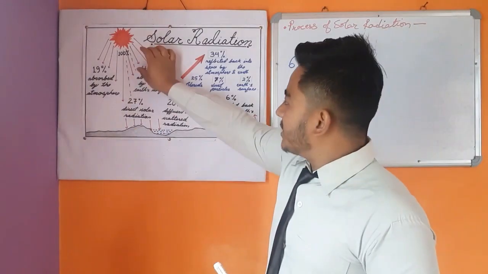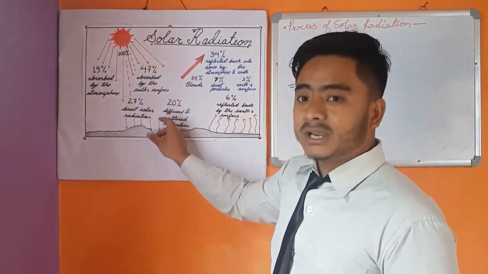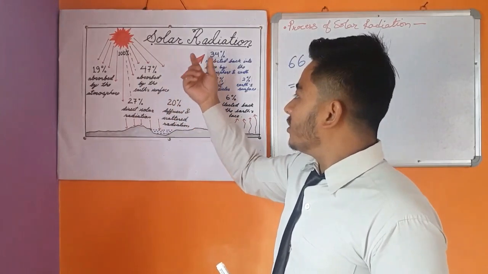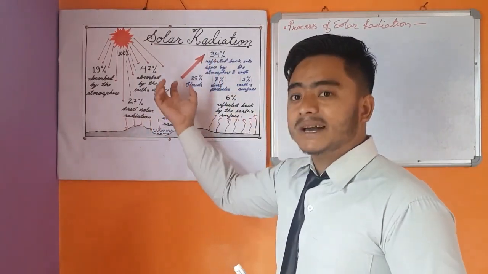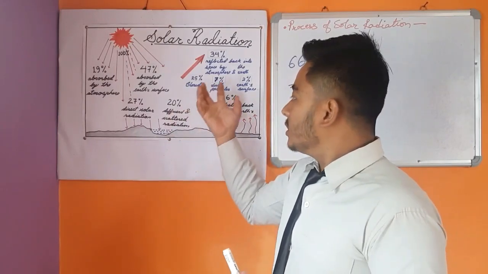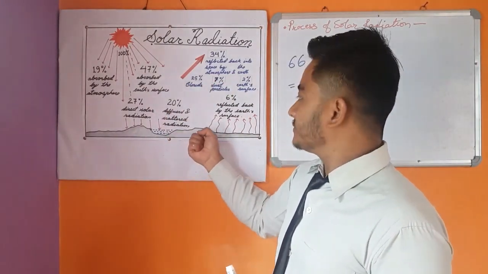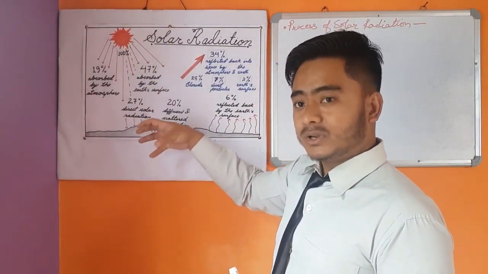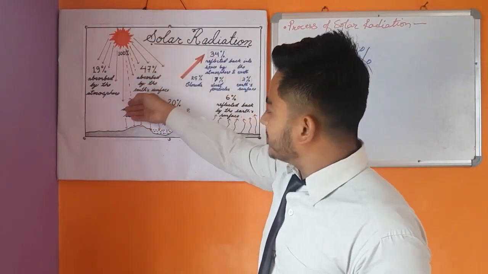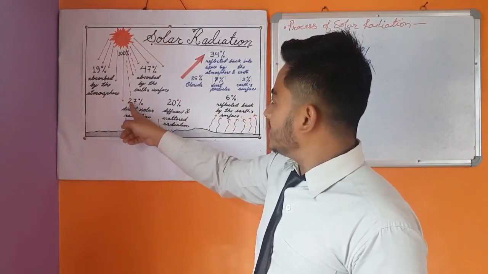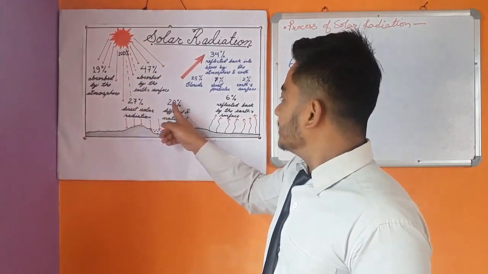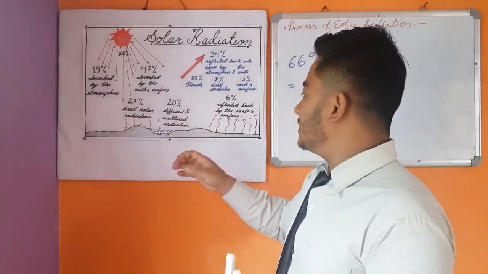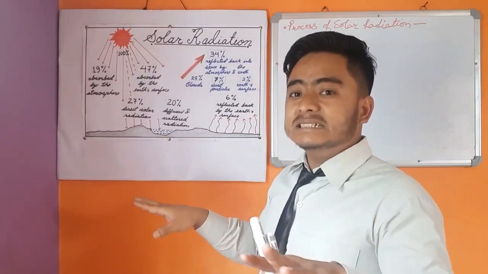The 47% of the incoming solar radiation directly reaches the earth, or is absorbed by the earth. Out of this 47%, 27% is direct solar radiation. That means the direct heat from the sun that reaches the earth is 27%, and the 20% is absorbed by the earth in the form of diffused and scattered radiation.